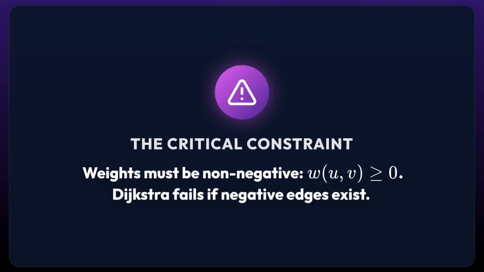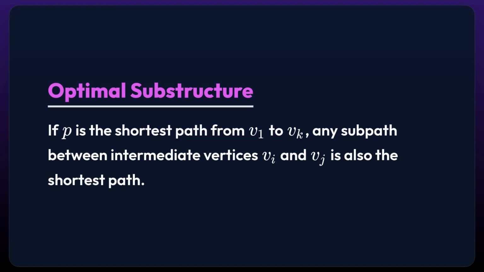Before we proceed, there is one non-negotiable rule. Edge weights cannot be negative. If a specific road actually pays you to drive on it, Dijkstra's greedy logic breaks down completely. This algorithm relies on a property called optimal substructure. Simply put, if the fastest route from New York to London stops in Paris, then the leg from New York to Paris must also be the fastest possible way to get there.